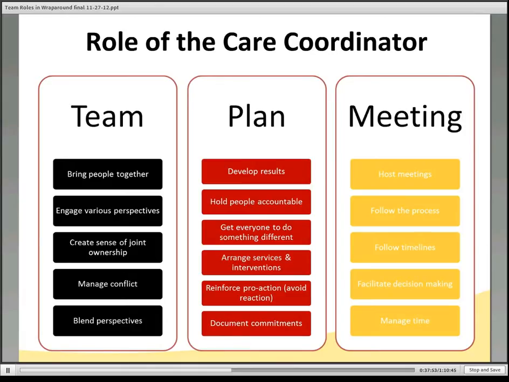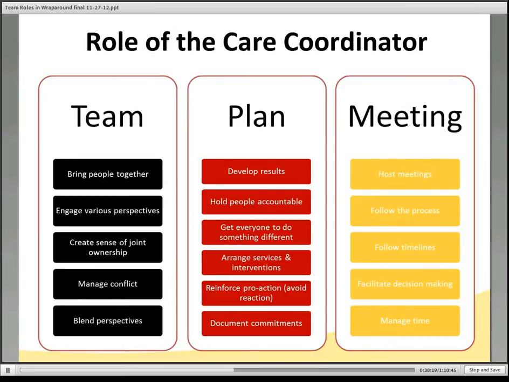And so the care coordinator really has to take responsibility for bringing all of these people together and eliciting these various perspectives. And then orienting those team members to the process of wraparound and what their roles and responsibilities are as part of participation in this process, and explaining that to them.